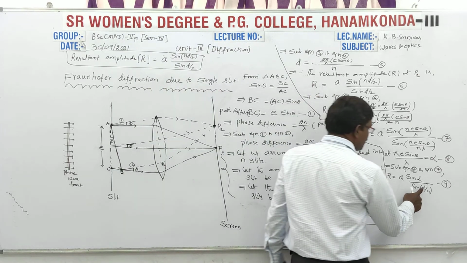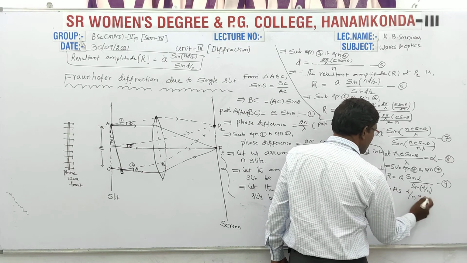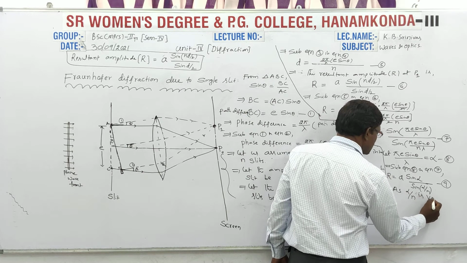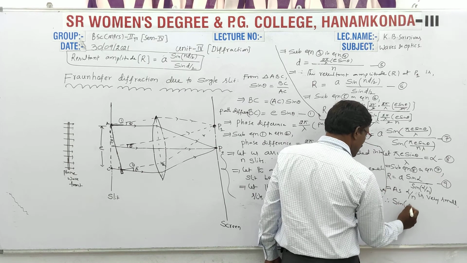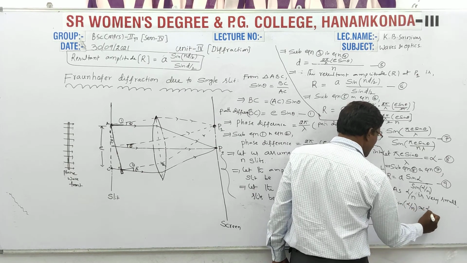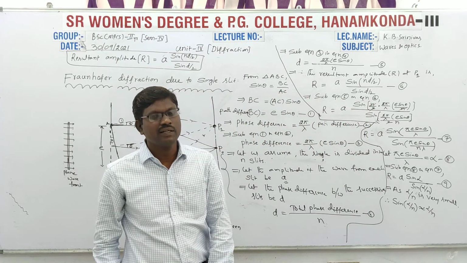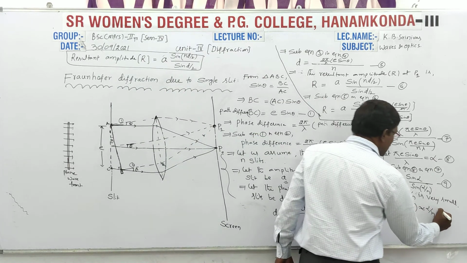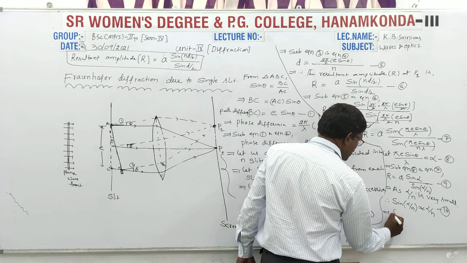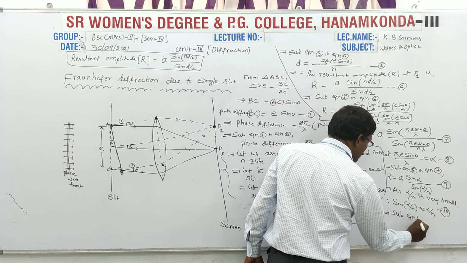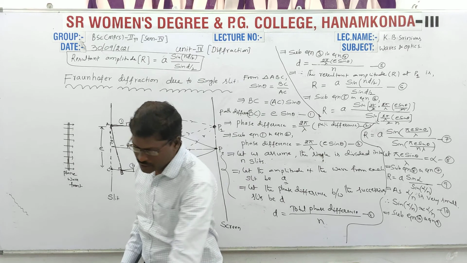Clear? So as alpha by n is a very small value, sine of alpha by n also can be written as alpha by n. When theta is very small, sine theta can be written as theta. Let this be equation number 10. So substitute equation 10 in equation 9, and you will get the final expression.